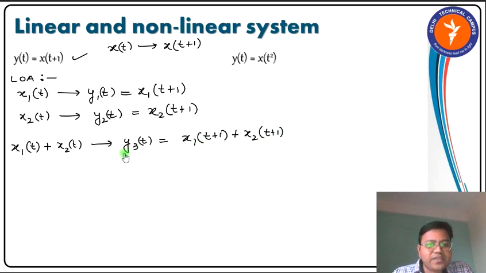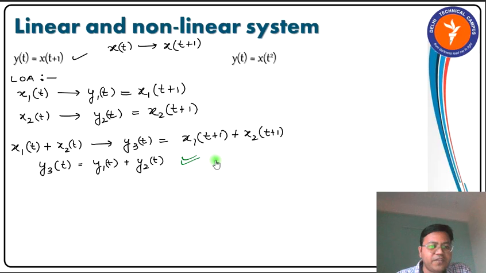Now we can clearly see that y3(t) is equal to y1(t) plus y2(t). The y3 is equal to the addition of y1(t) and y2(t). Hence we will say it is following the law of additivity.